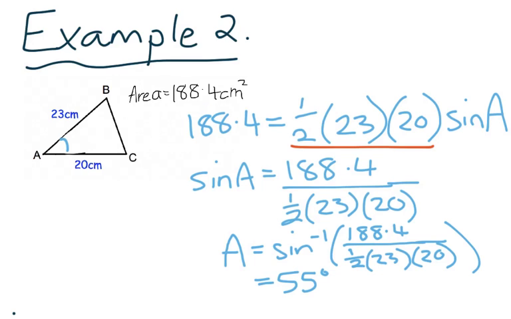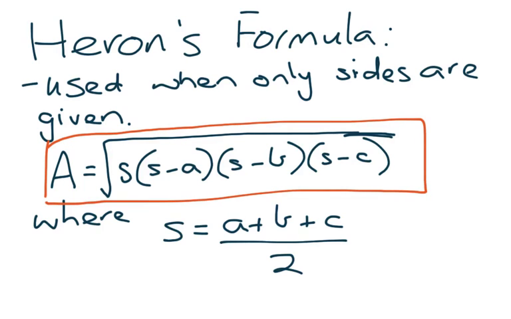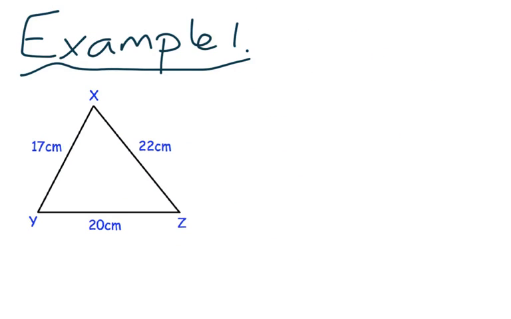The other time you might need to know the area of a triangle, but you don't have that perpendicular height or an angle, you might be given only the three sides of the triangle, in which case you have to use what we call Heron's formula. And you can see it's here in the red box. So the area is equal to the square root of S times S take A times S take B times S take C, where S is what we call the semi-perimeter, and it's A plus B plus C divided by 2. So I'm going to do an example now using that formula.